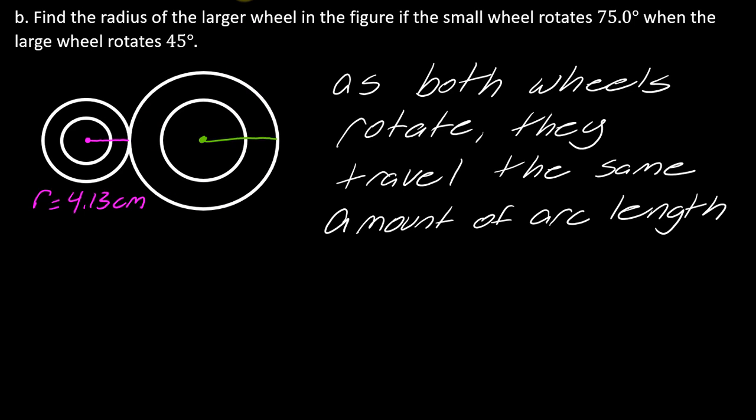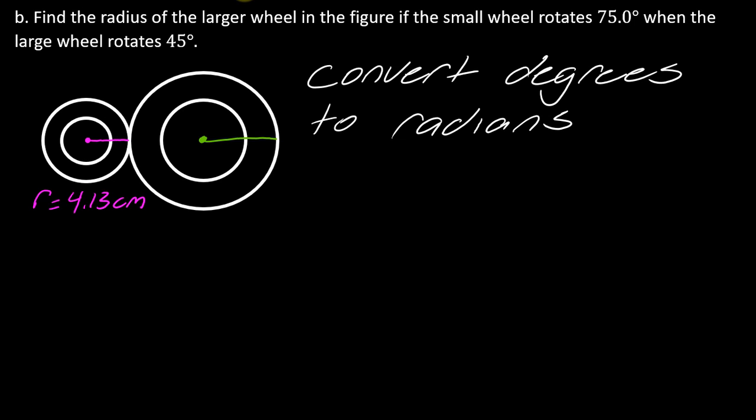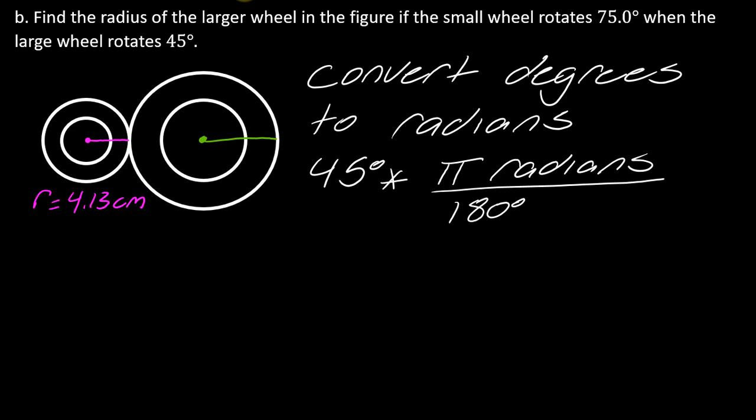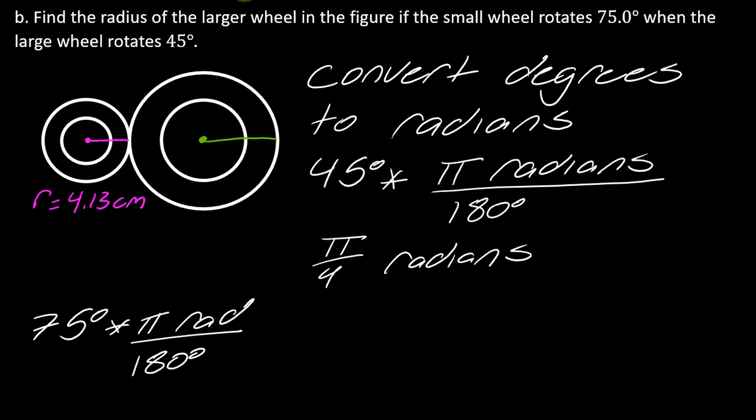If you get that, then you can kind of see how to move forward with this. So of course we have to convert from degrees to radians if we want to use our arc length formula. So I can go ahead and convert my 45 degrees, and so I get pi over 4 radians. And then when I convert the other one, 75 degrees, I get 5 pi over 12 radians.